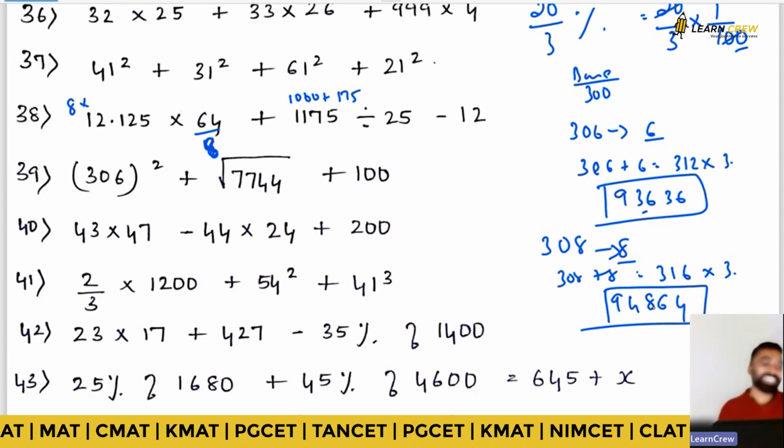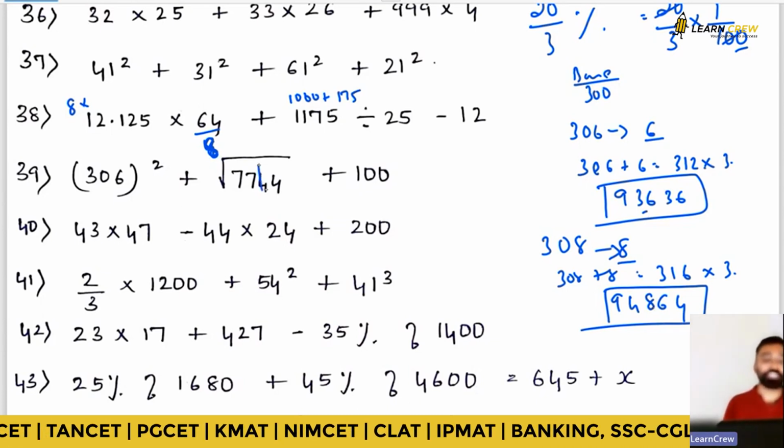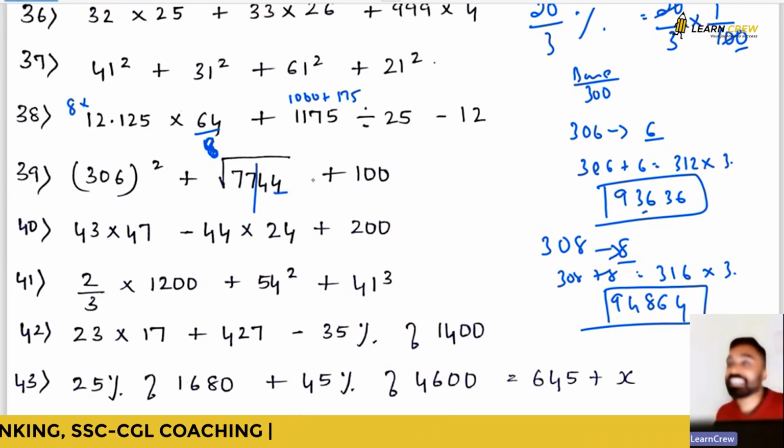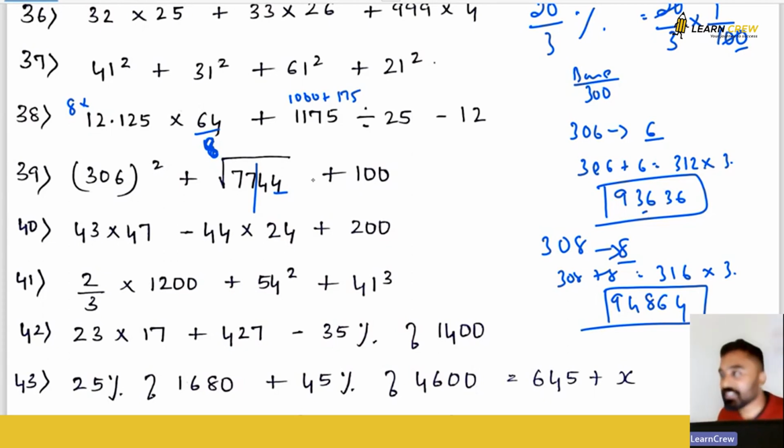Okay. What's the root of 7744? Root of 7744 is 88. It ends with 4, so it can either be 2 or 8. Now you have to find out the closest square for 77. That is nothing but 8 8s are 64. It can either be 82 or 88.